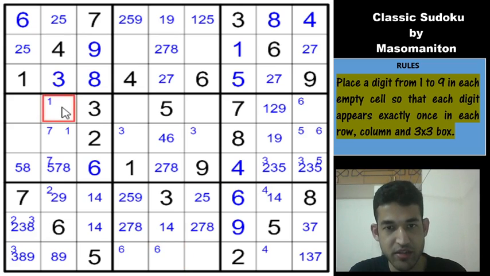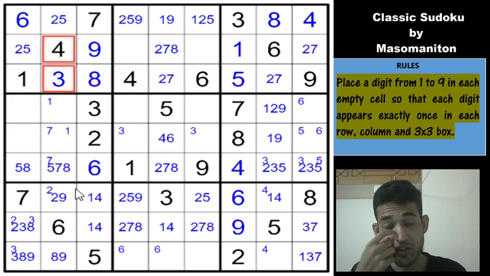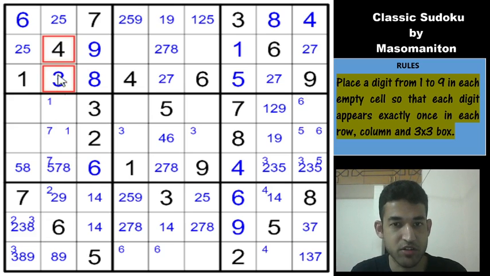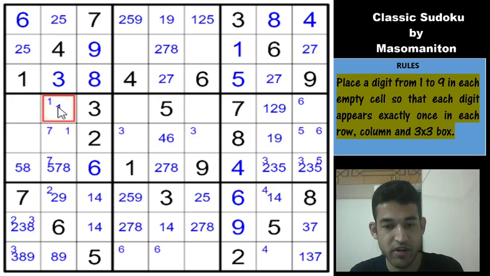Okay, let us look at this cell because it has only, I am trying to look for cells which have only 3 candidates as possibilities. That's how I am going about the Sudoku basically. 3, 4, 6 and 2, 5, 7. So these must be 1, 8 and 9, right?